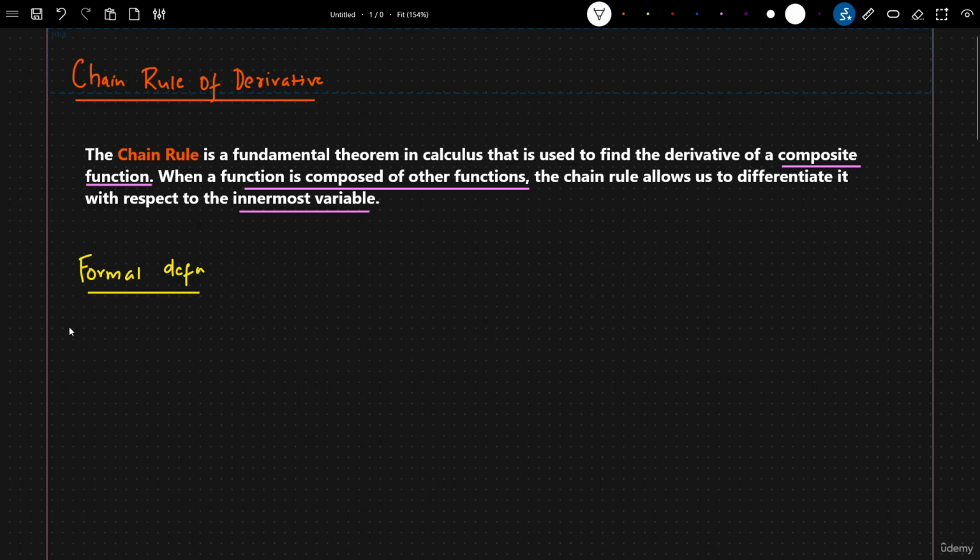I can go ahead and write: if y is equal to f of g of x. Okay. So let's consider that this is my function, f of g of x. Now, what does a composite function basically mean? This exactly is a composite function. When a function is composed of other functions, f is my another function, and inside this, I'm writing g of x.